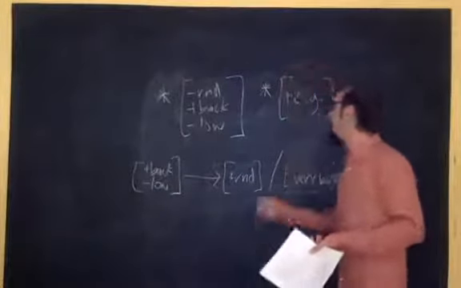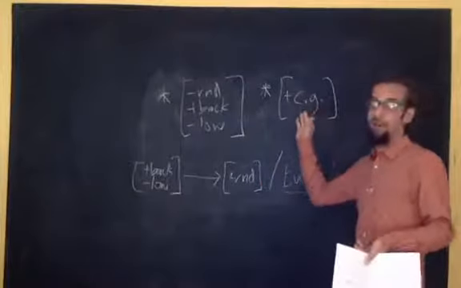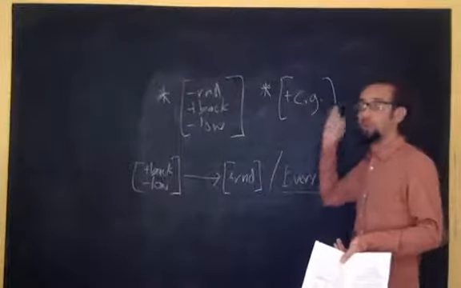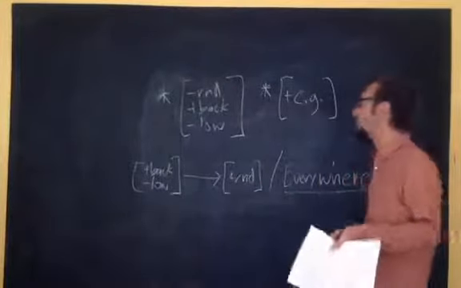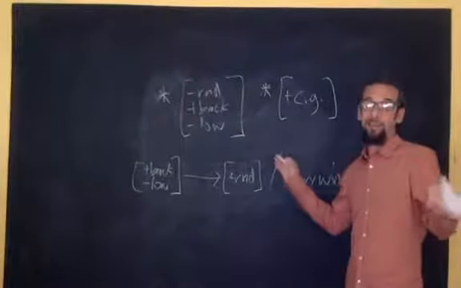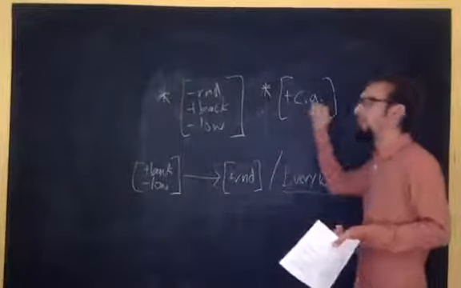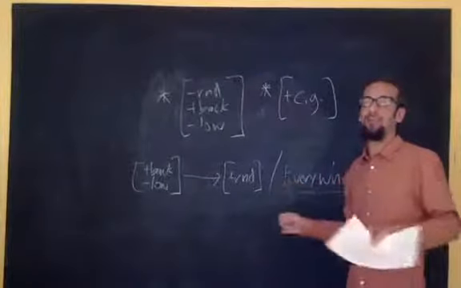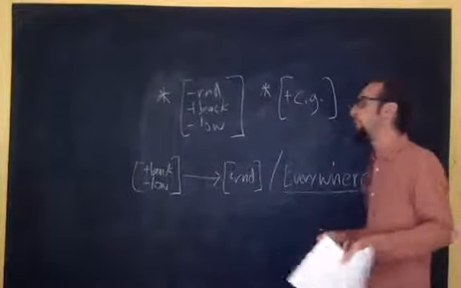Right? Similarly, if you're any kind of a sound in English, your value for constricted glottis is predictable. It is predictably minus. Right? So the feature constricted glottis is not contrastive in English. It can't be used to distinguish lexical items.